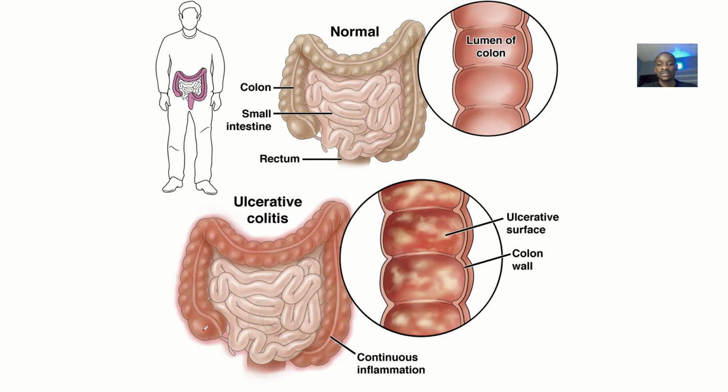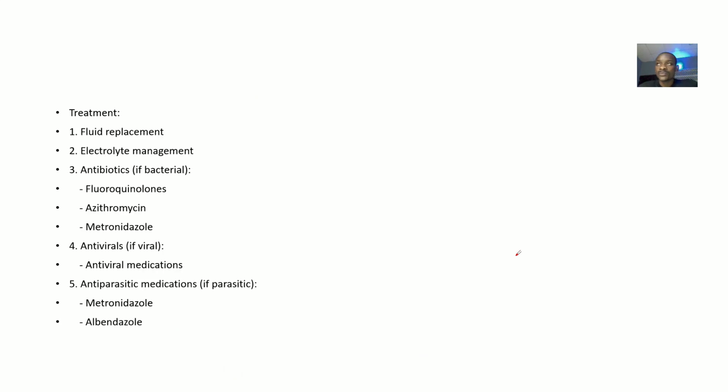All right. So this is colitis, when there's inflammation of the colon, and the colon is another name for the large intestine. What is the treatment? Yes, there could be inflammation, there could be bleeding. The person is hypovolemic, so you want to replace their fluid, and do electrolyte management. Then if it is a bacterial infection, you want to use antibiotics like fluoroquinolones, azithromycin, metronidazole, all of that could be helpful.